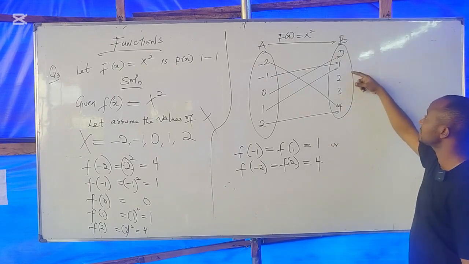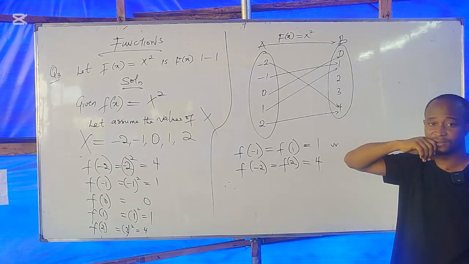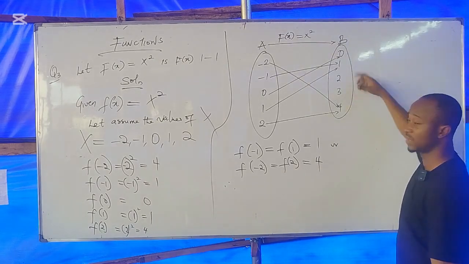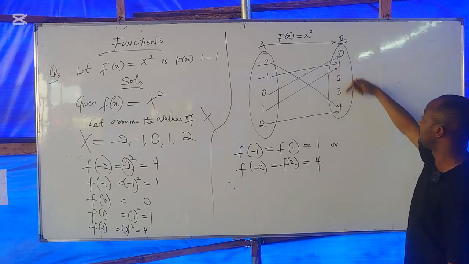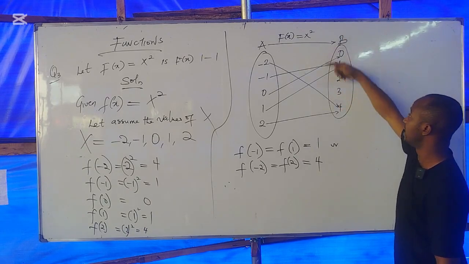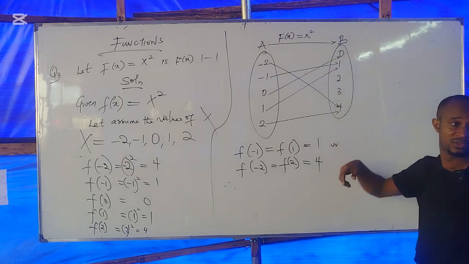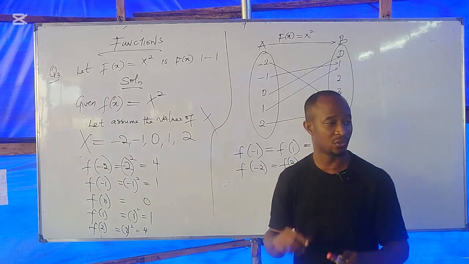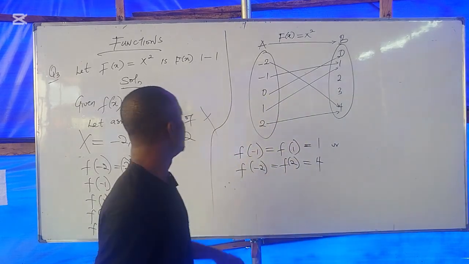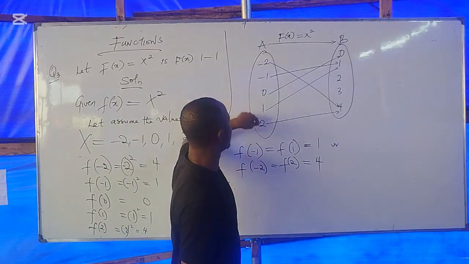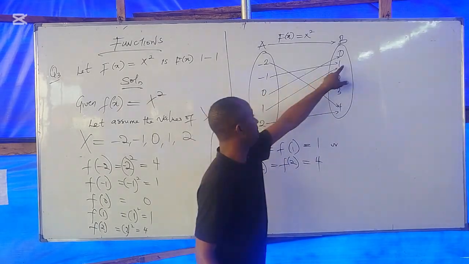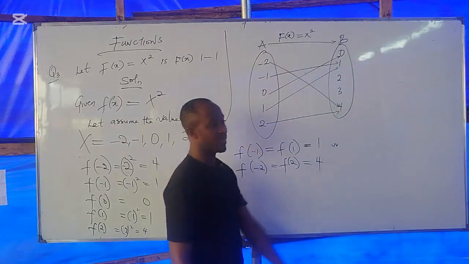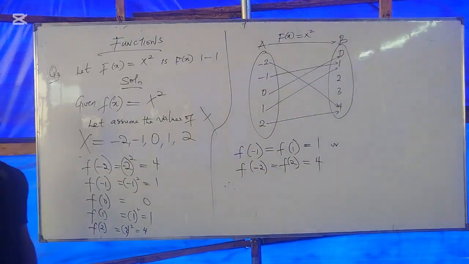Why is it not onto? Because the image is not equal to the codomain. You get the concept? 0, 1, and 4 are the images. What is the codomain? 0, 1, 2, 3, 4. Since they are not the same, that means not onto, but it's called many to 1. Many to 1 means I have -2 and 2 assigned to a particular number, and -1 and 1 assigned to a particular number. Do you get the concept? So many to 1. Are you following?